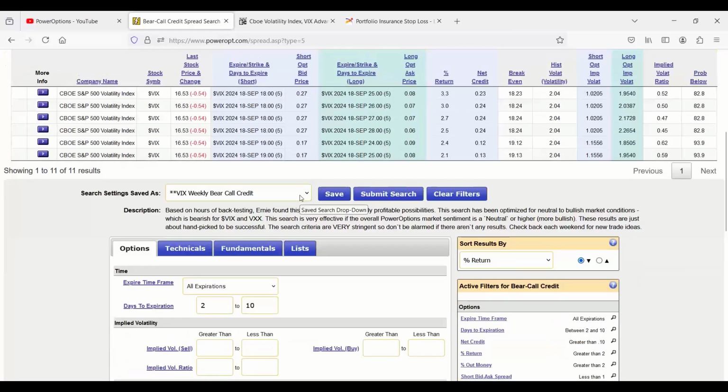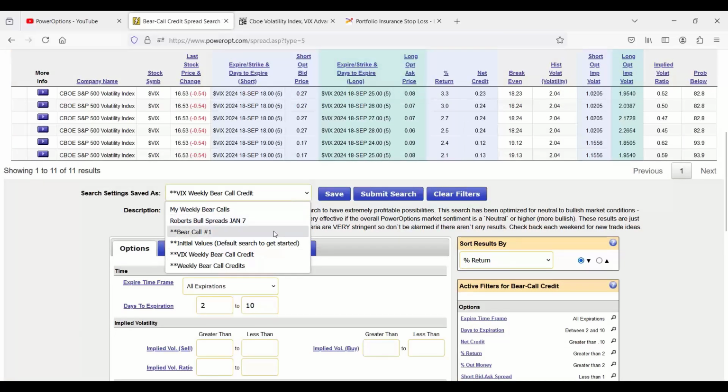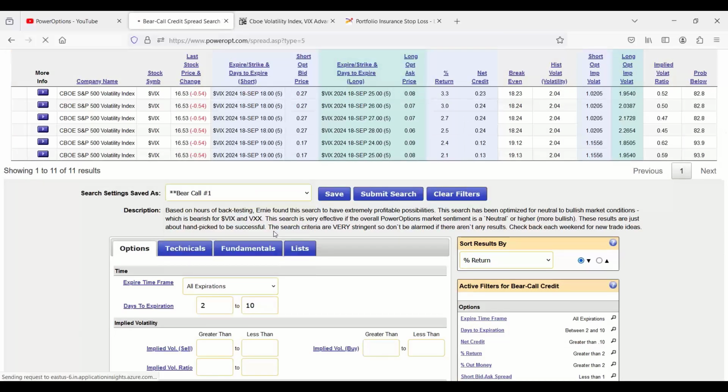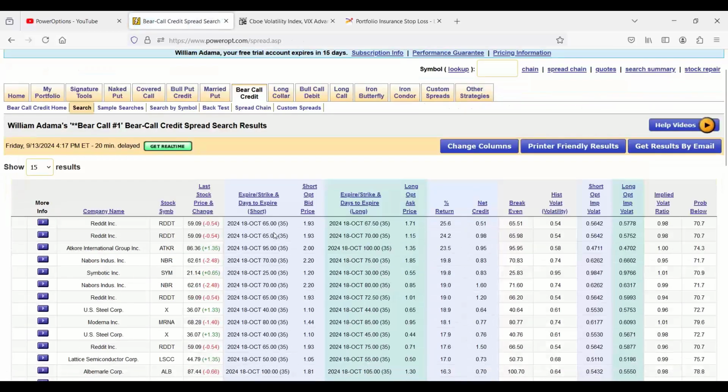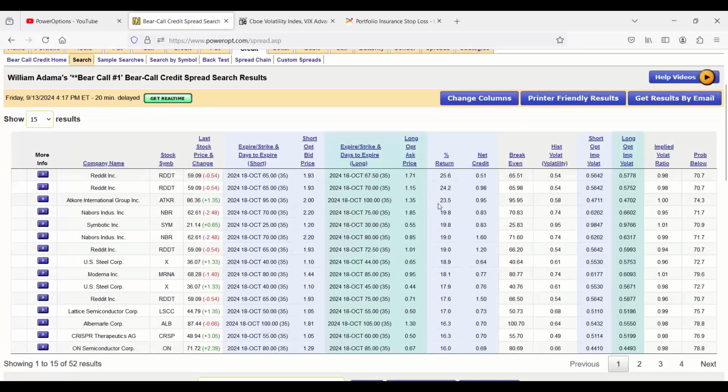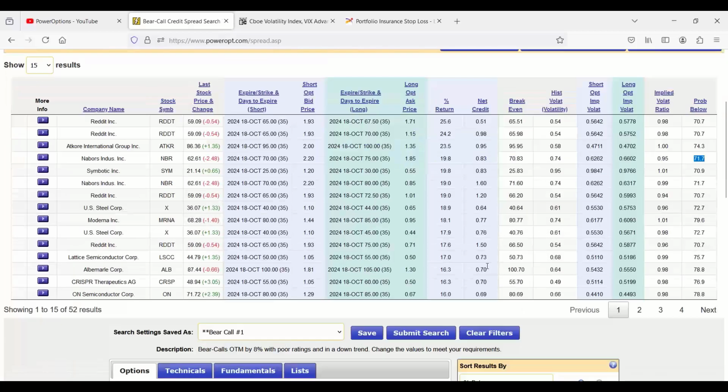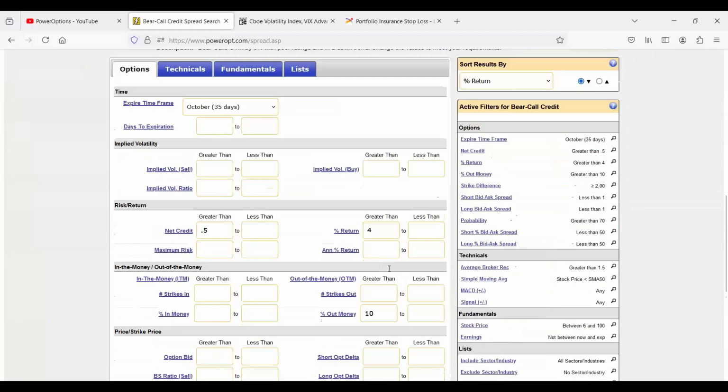The other default searches, when you first start your account, bear call credit number 1. These are standard monthly positions, looking for a good double-digit return, higher than about 10%, I believe, if I'm not mistaken, while still keeping a good probability below, related to delta, but a little bit different. So a probability low of about 70, 74, 75%. What else do we look for?